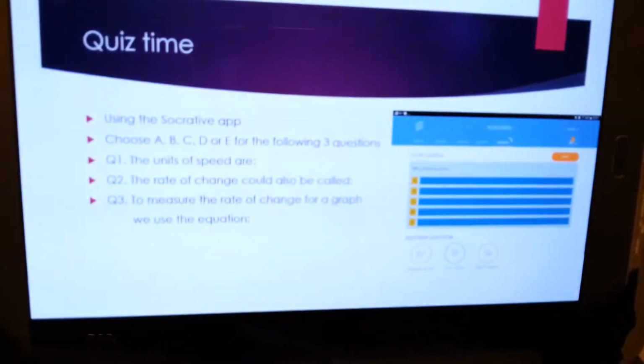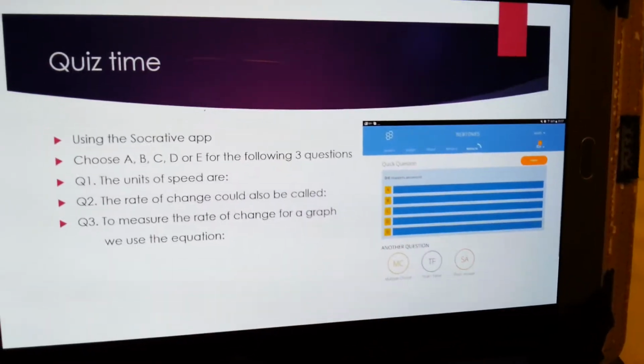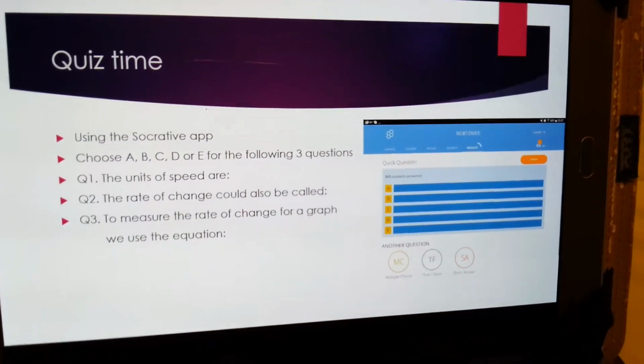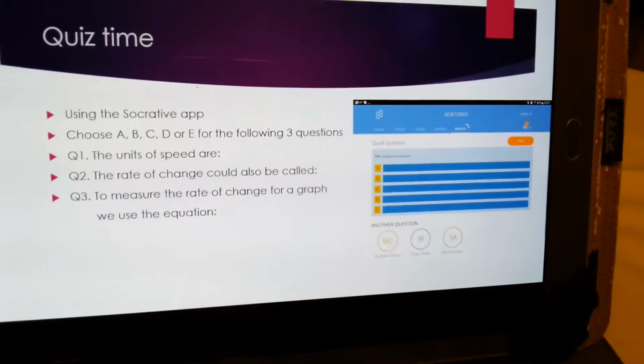Socrative is a good app because the teacher can get instant feedback, so they can see how many children have actually picked the answers A, B, C and D. Hopefully they've all picked the correct answers, but if not, you can give some instant feedback. Okay, so our 3 answers were D, A and B. What does that spell? Dab. Thank you.